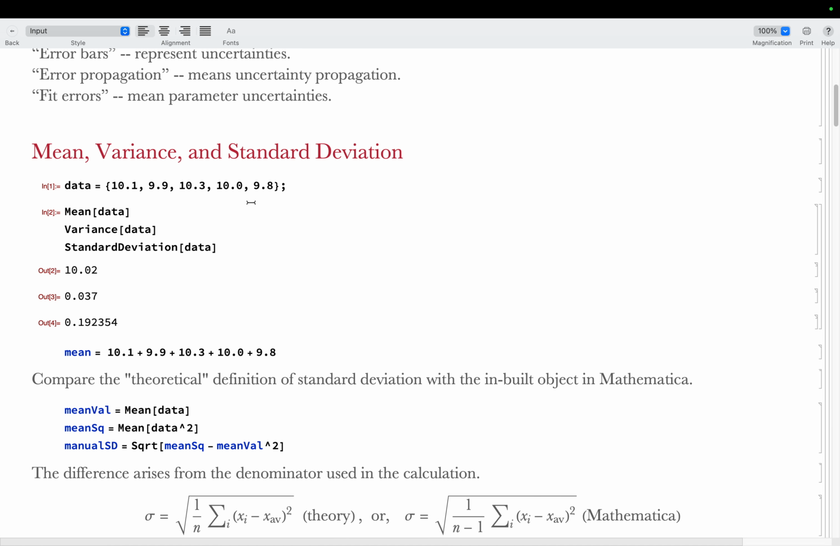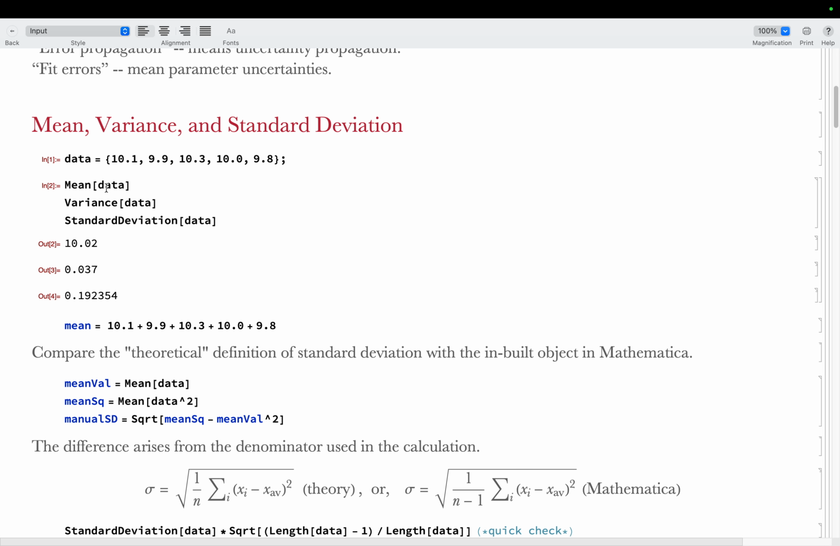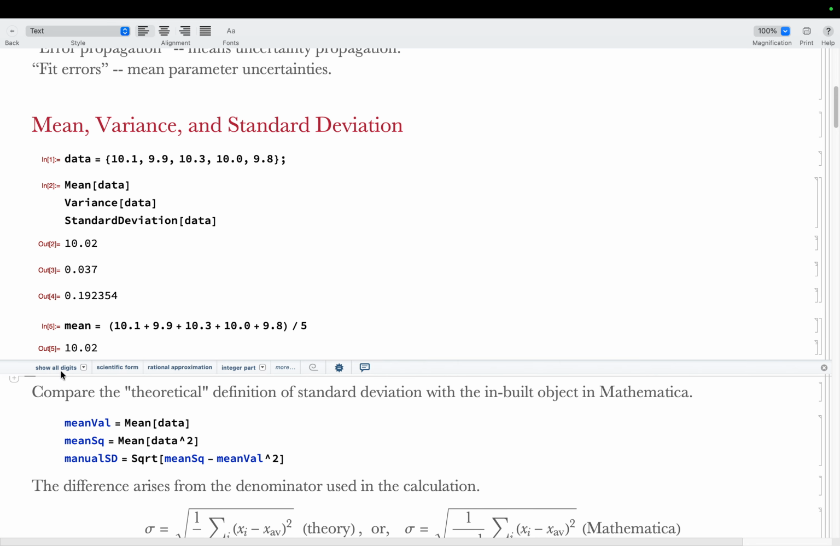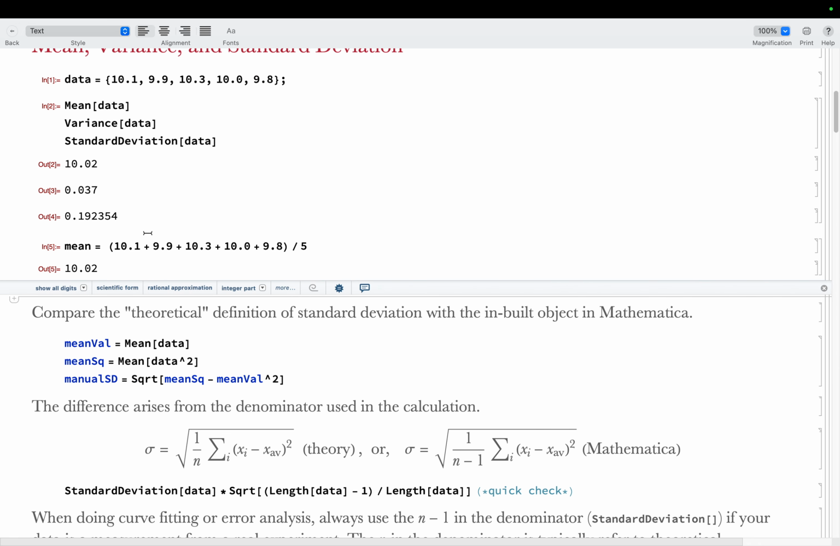Yeah, so we calculate first the mean, and this is the inbuilt function in Mathematica you can use. But if you explicitly calculate the mean, how do you calculate it? You just sum the data set and then divide by how many data: 1, 2, 3, 4, 5. So divided by 5, this is 10.02, right. Similarly, you can calculate the variance and the standard deviation. Now we come to this point. There is a difference between the standard deviation in Mathematica and how you calculate it. I'll come to these points in a minute.